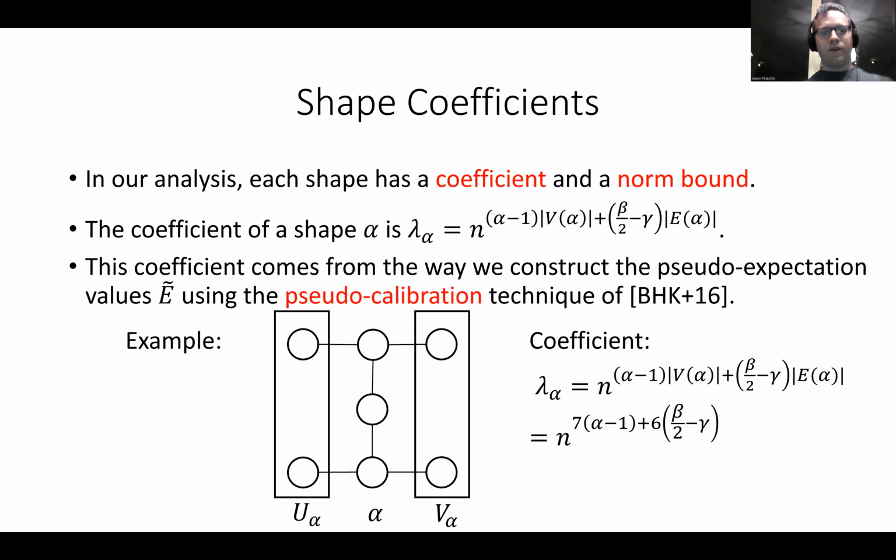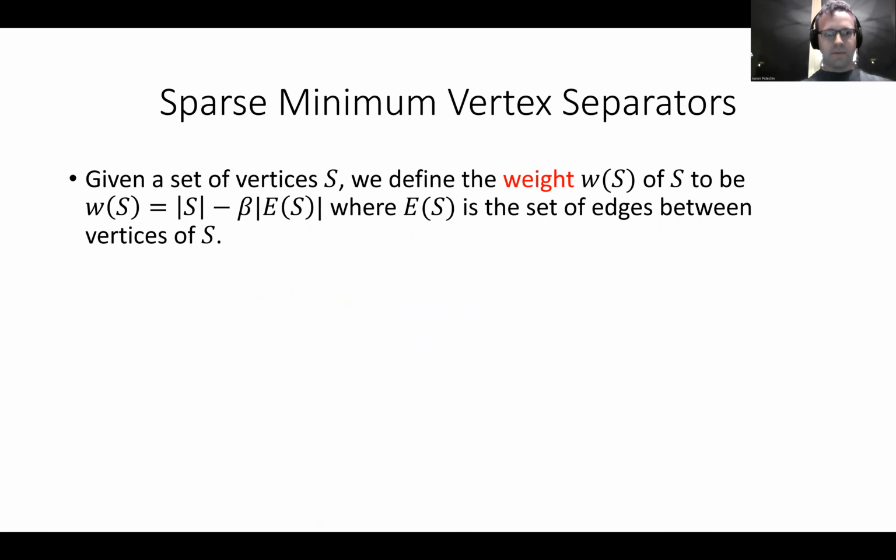As a note, this coefficient comes from the way we construct the pseudo-expectation values tilde E using the pseudo-calibration technique of Barak et al. So I'll now need to define the sparse minimum vertex separators. Given a set of vertices S, we define the weight W(S) of S to be the size of S minus beta times the number of edges in S. Here E(S) is the set of edges between vertices of S.